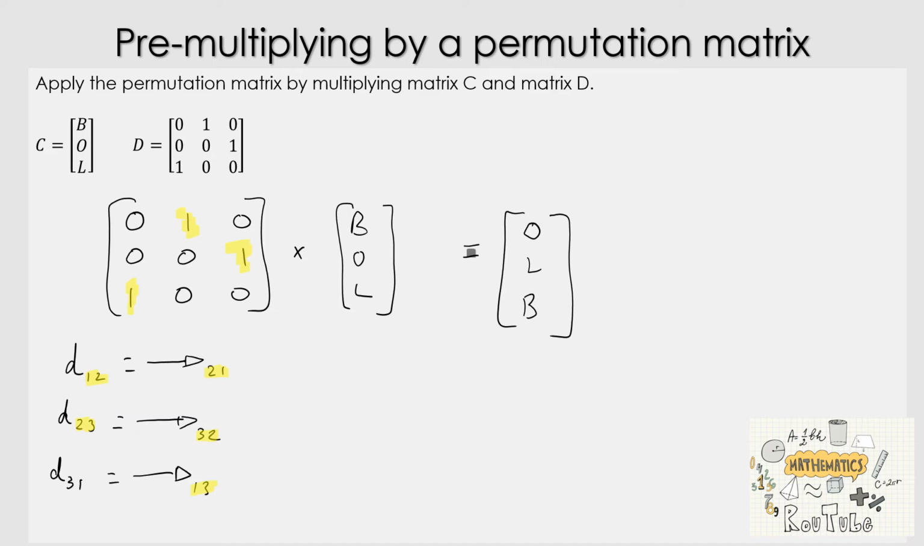Now that's quite a simple example because it's only a 3 by 3 matrix, but you can get a permutation matrix that's 4 by 4 and bigger. Generally the most common ones you're going to see are 3 by 3s and 4 by 4s. But if not, you just follow that process. Now the process for post multiplying is a little bit simpler, which we'll see in the next part of the video.